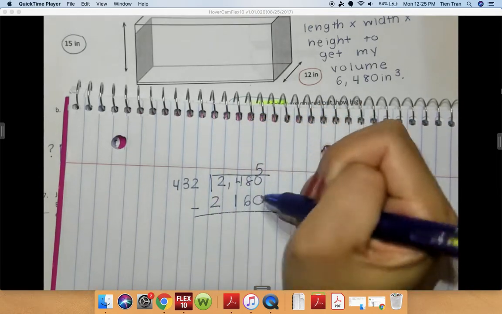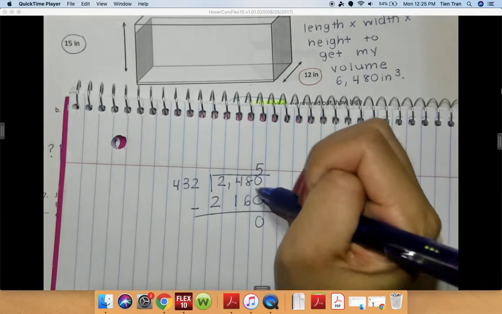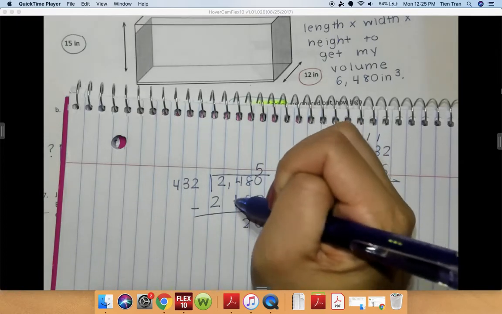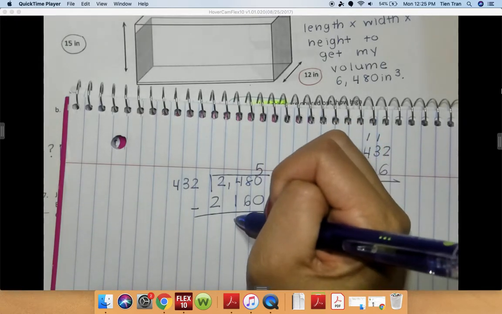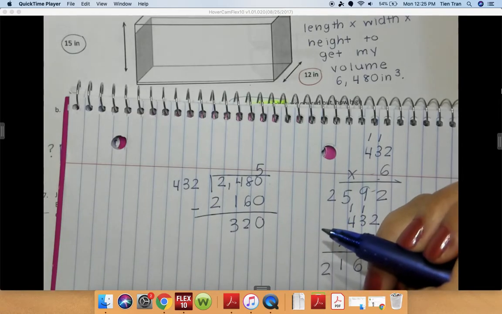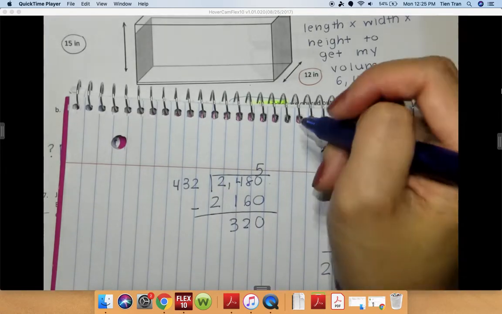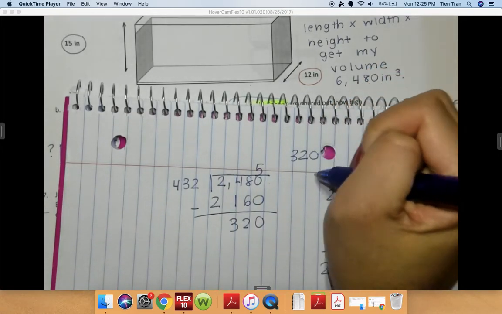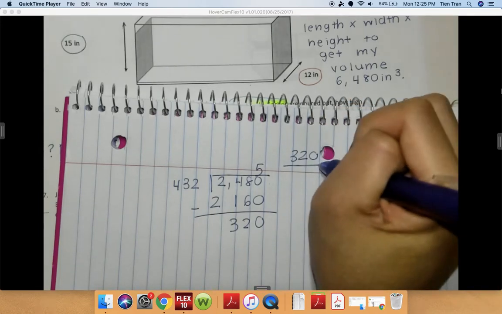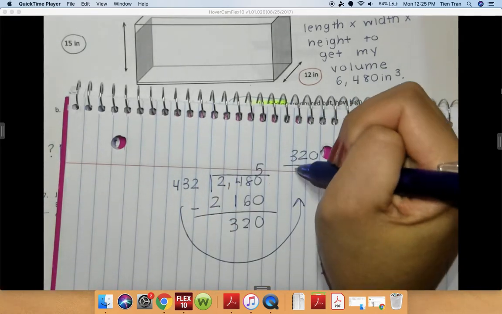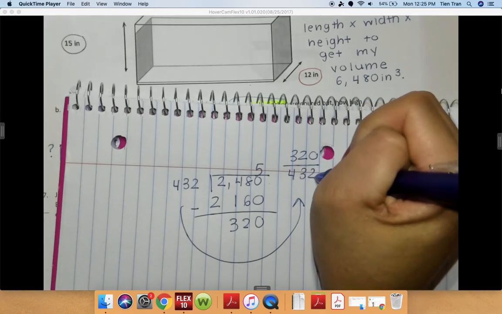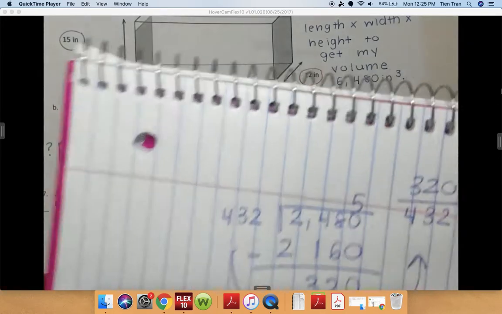2,160. 0 minus 0, 0. 8 minus 6 is 2. 4 minus 1 is 3. So I have 320. I can't really put anything else into that. So 320 is going to be my number that goes on top, and 432 is going to be my number that goes on the bottom.